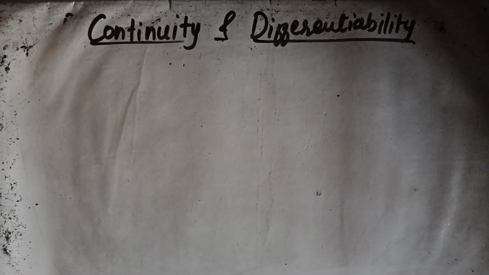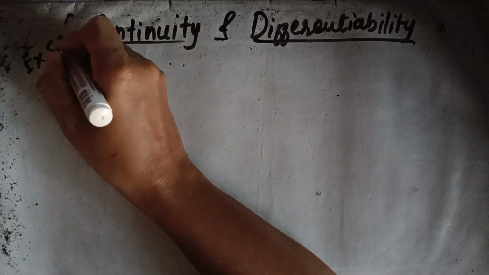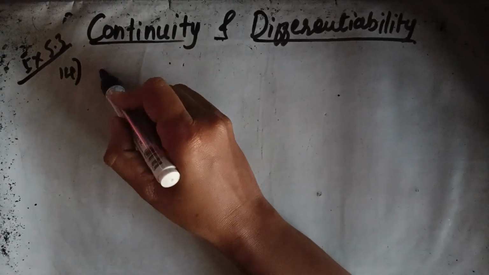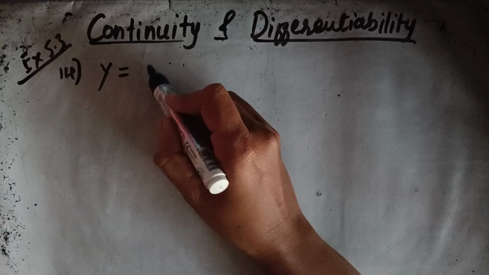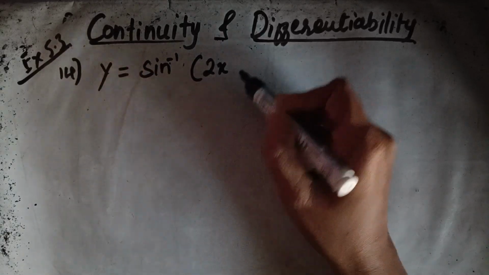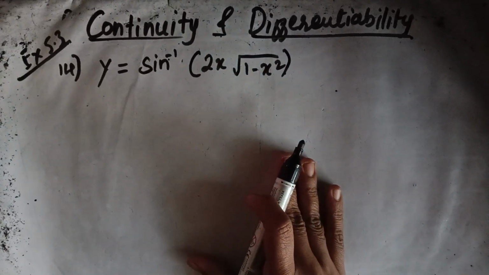Hello students, so we are doing exercise 5.3. Next question is question 14. You have to find dy by dx. So sine inverse of 2x root of 1 minus x square. So same way you have to solve this.